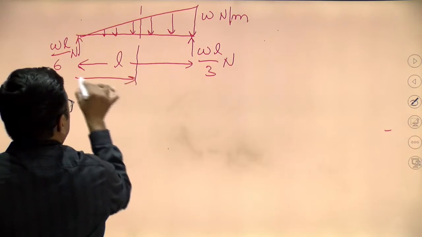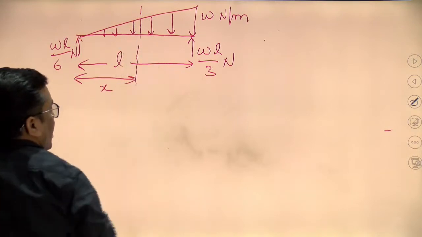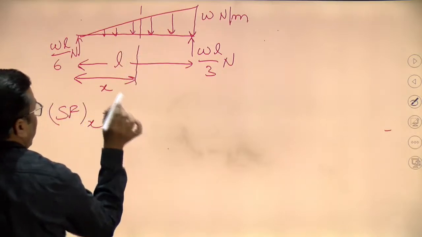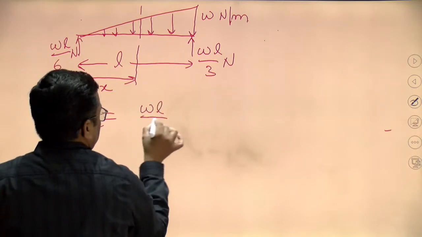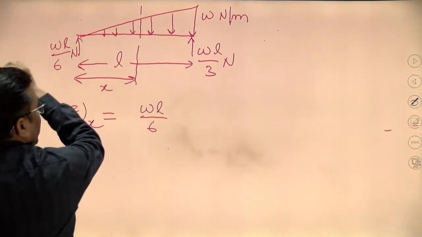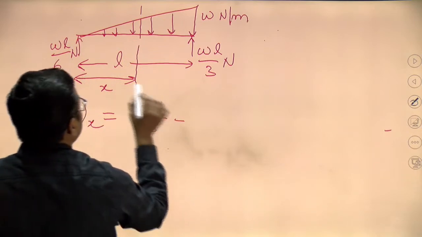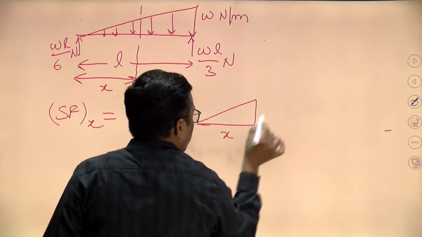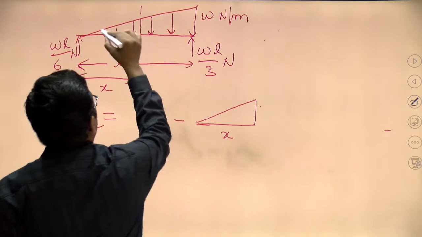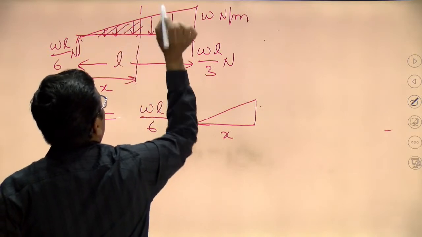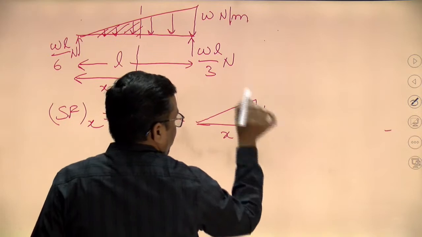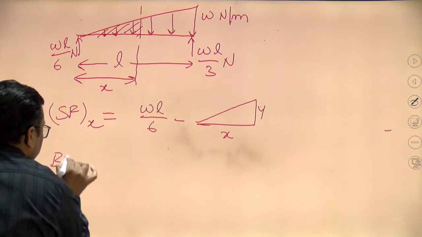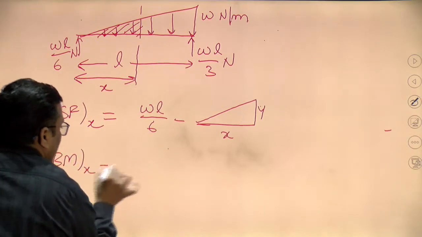At a x distance, I have taken a section. Shear force at section x. Algebraic sum of all the forces on the left side. So WL/6 positive minus this much of UVL. कहाँ से कहाँ तक? The portion which I am hatching here. Okay. मैं इसको अभी y लिख रहा हूँ. What can I write here? Or bending moment at x.